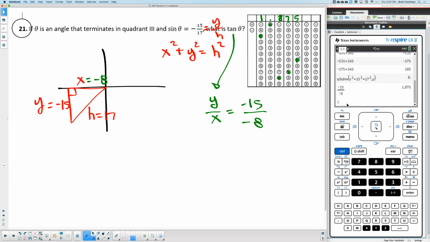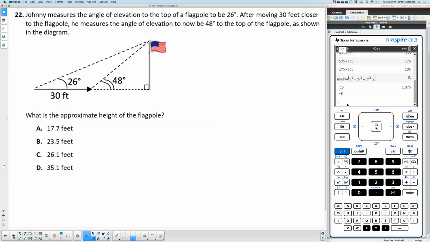And I cannot remember if that's all the analytical trig. It is.